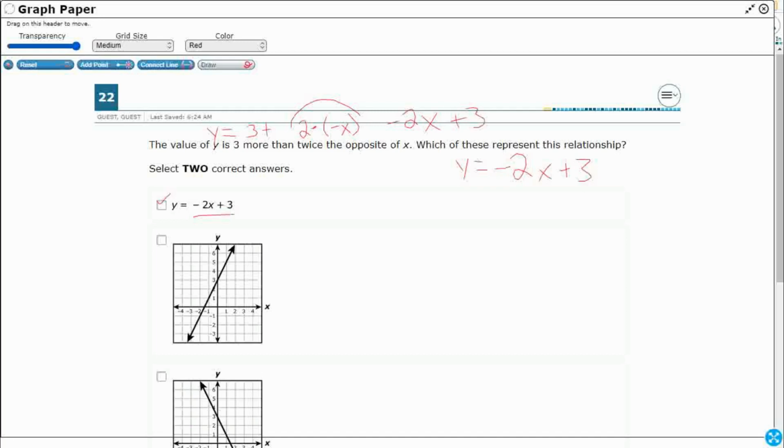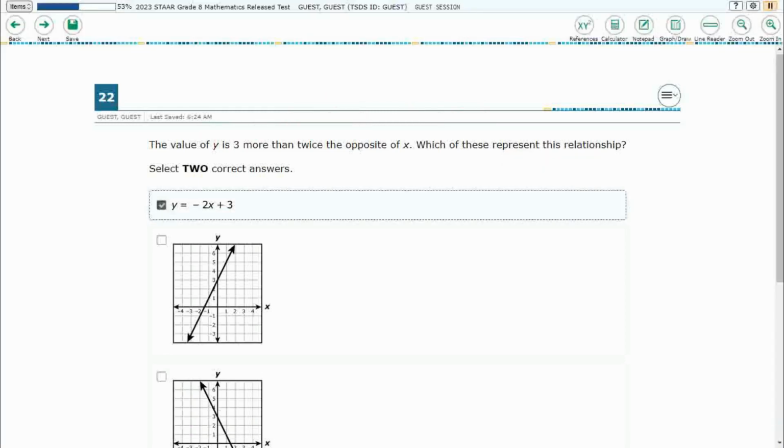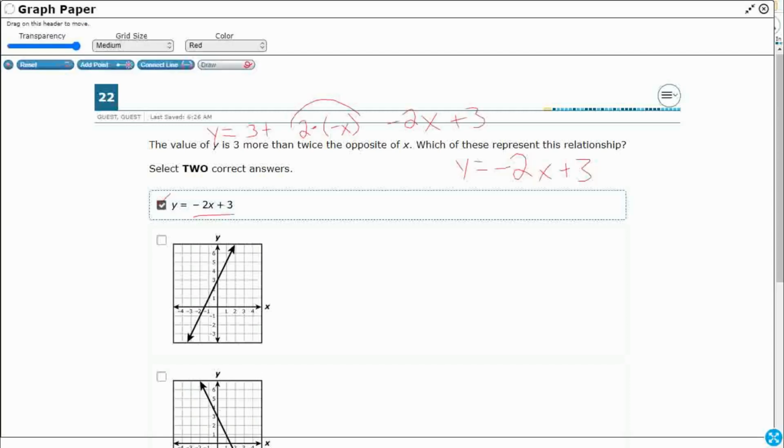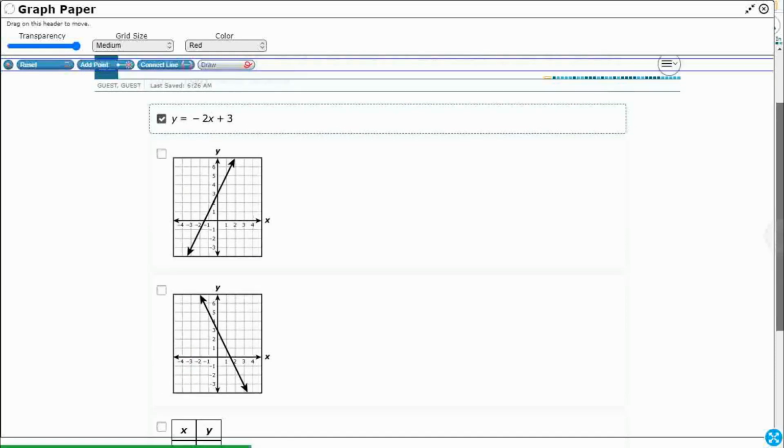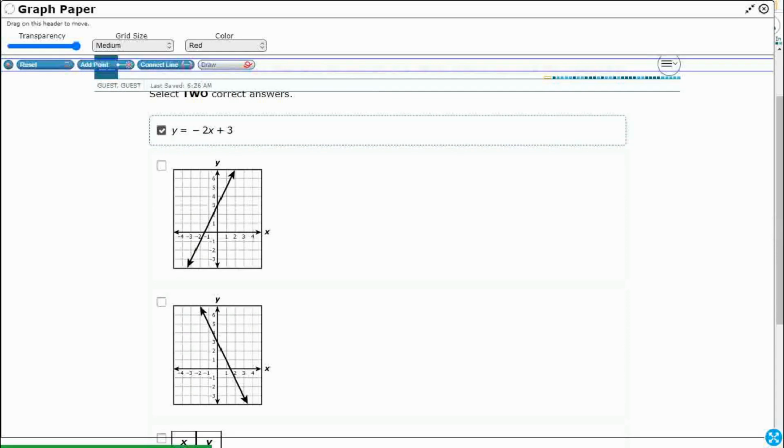Alright, so we've got the first option is already working for us. So let's go ahead and just put that down. All we need is one more. If that's the actual slope-intercept form, let's look at this. It looks like the second and the third option are just graphical representations of that. Well, what do we know about this? This plus 3 right here, this is my y-intercept. So that plus 3 right there works. That plus 3 right there works.